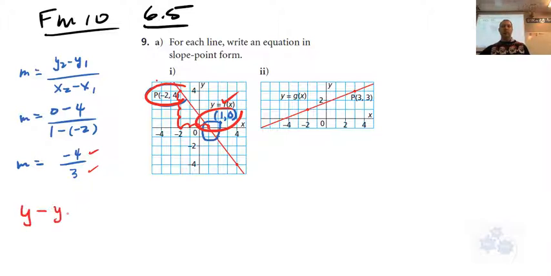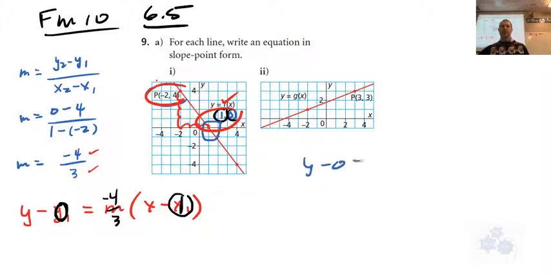So y minus y1 equals m times x minus x1. So this is the point-slope form of a line. I am now going to put my points in. So the x value 1 goes right here. And the y value 0 goes right here. And my slope goes right here, negative 4 over 3. So y minus 0 equals negative 4 over 3 times x minus 1.